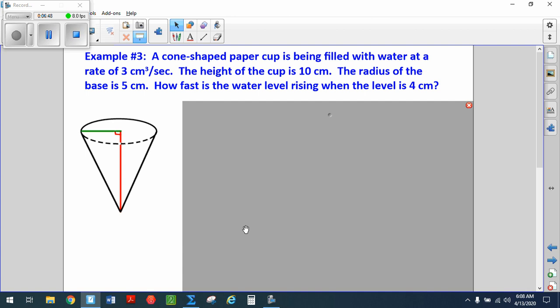For my third example, and I'm going to do the third and fourth example, and then pause the video, and then I'll do another video. Okay, so for example number 3, we have a cone. So I drew the cone, drew it upside down.